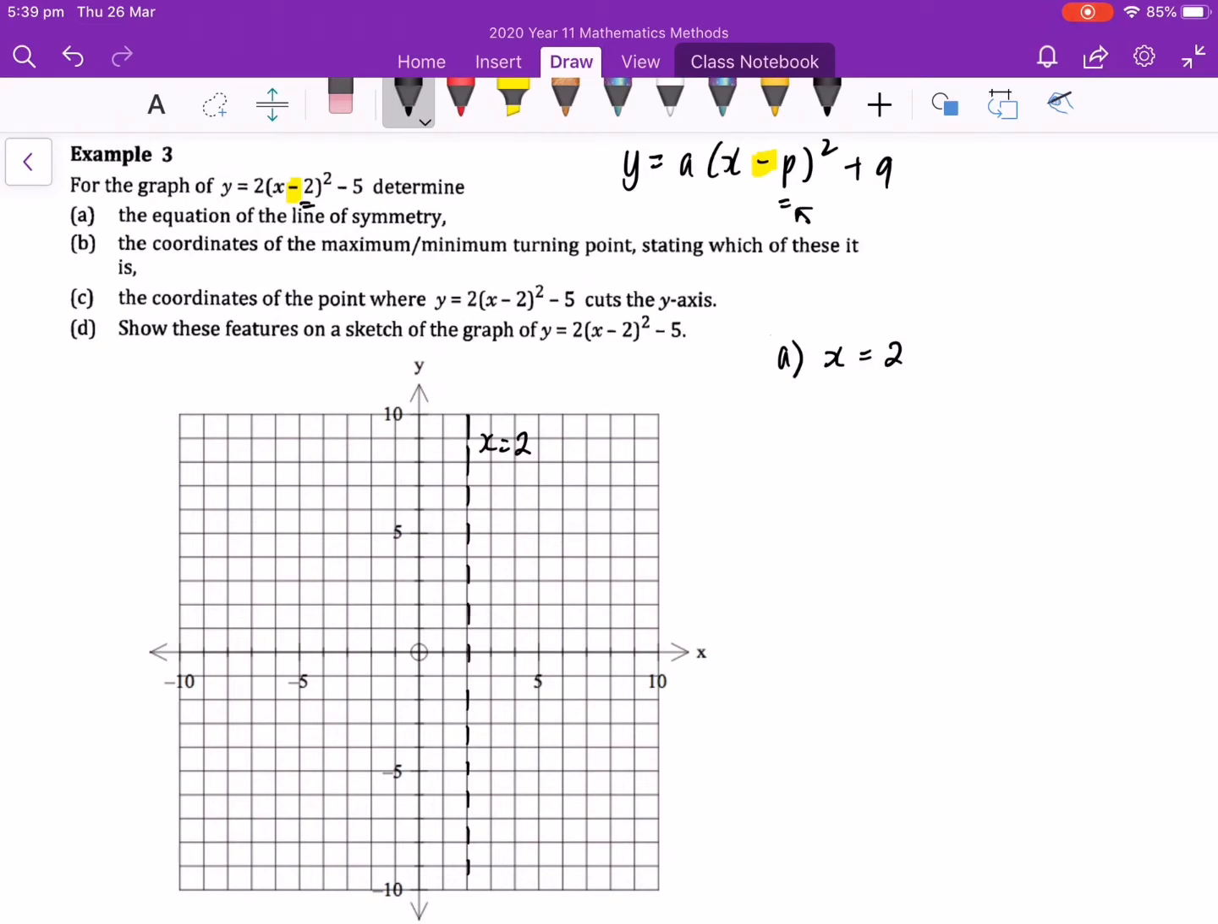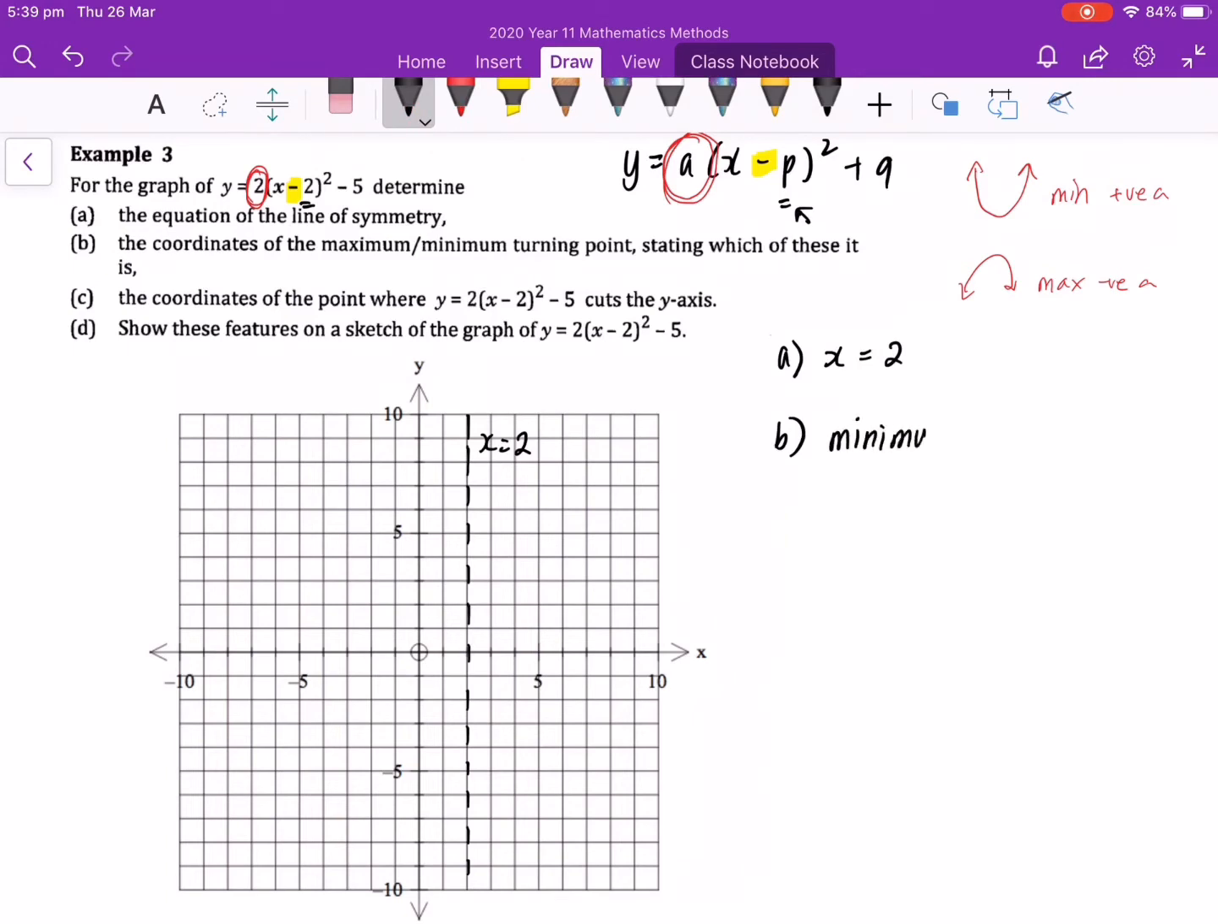My next question is to find out what the minimum or maximum turning point is and state which one it is. So the way I'm going to know this is if I look at a, and if a is positive, it's going to be a minimum, or a U shape like this, that's a minimum. And if it's the opposite way around, a negative a is going to be a max. Okay, so in this particular case, I'm going to look at my a, the number in front of my x squared function. Now you can see here this 2 is positive, so that means it's going to be a minimum.